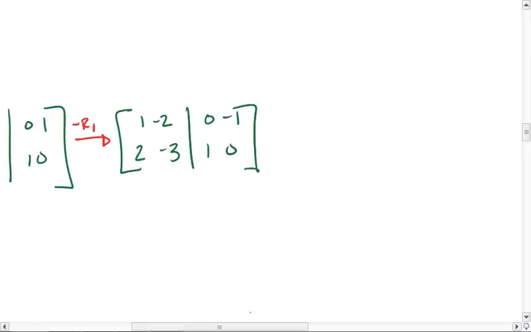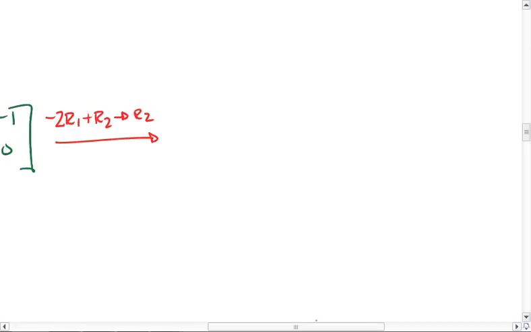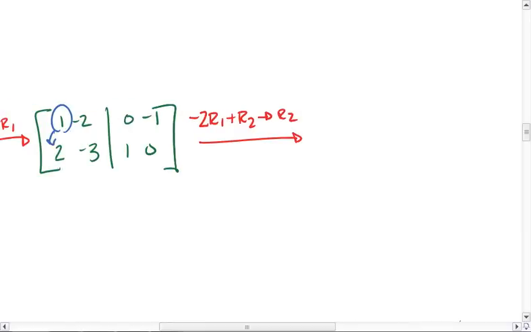Right, now I'm going to use this 1 to make the number below it 0. So I'm going to take -2 times R1, add that to R2, and that will be my new R2. This gives me 1, -2, 0, -1. -2 times 1 is -2, plus 2 is 0. So I get 0, 1, 1, 2.